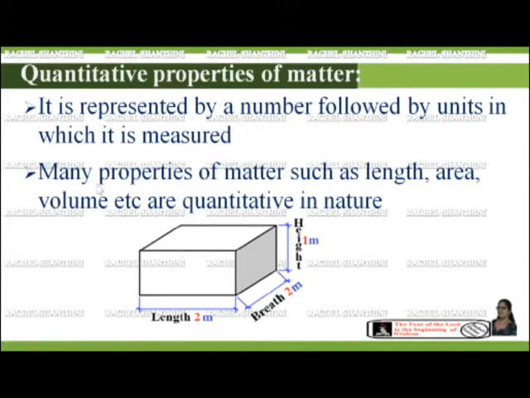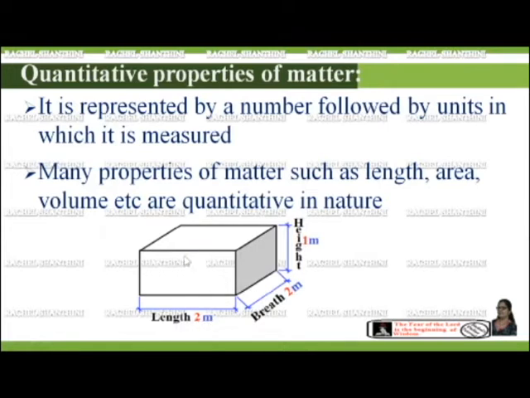Properties of matter such as area, volume, length are called quantitative properties. Why do we call these quantitative properties of matter? Because properties like length, area, volume can be represented by a number followed by a unit.